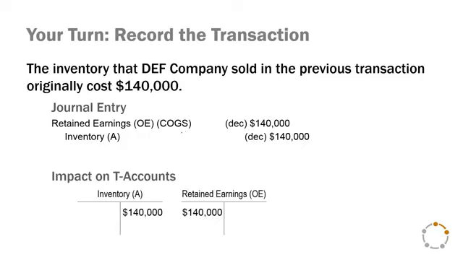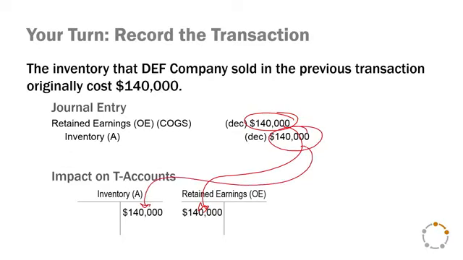Let's post the impact of this journal entry into the T accounts. We have a left side entry to the retained earnings T account. So that's posted to the left side of the T account. We have a right side entry to the inventory account that gets posted to the right side of the inventory T account. Good work.